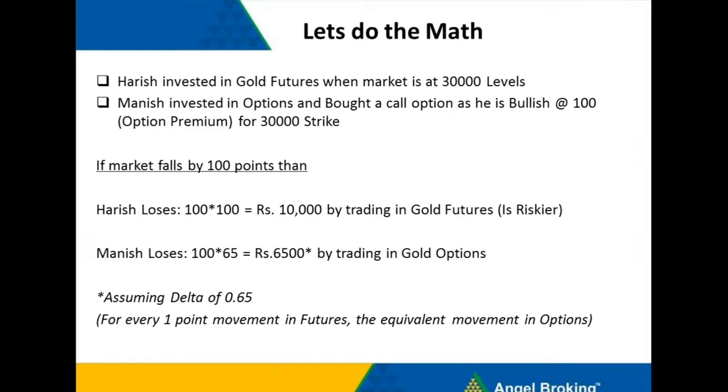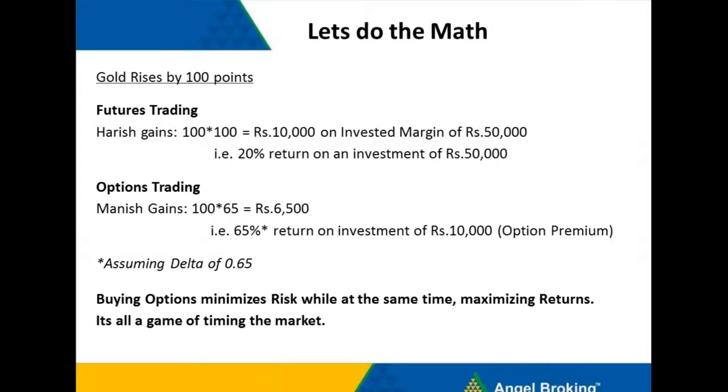Now, the earlier example we had taken was that gold prices had moved down, so they had incurred a loss. The flip side is that gold prices rise by 100 points. In this case, Harish, because he's trading in futures, the margin is also higher. So assume he's trading gold futures with a margin of say 50,000. On the margin of 50,000, he's made a profit of 10,000. So that's a 20% return on investment. Whereas in options, Manish has gained 6,500. The investment that Manish had made was 10,000, so he's got a return of 65%. So you can see for yourself that options give you amazing leverage.